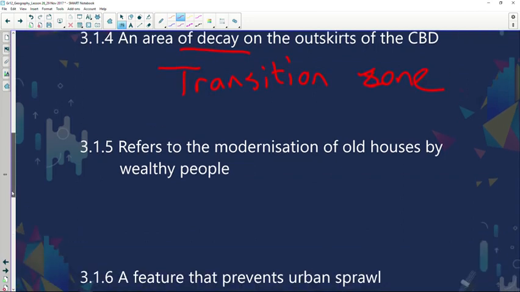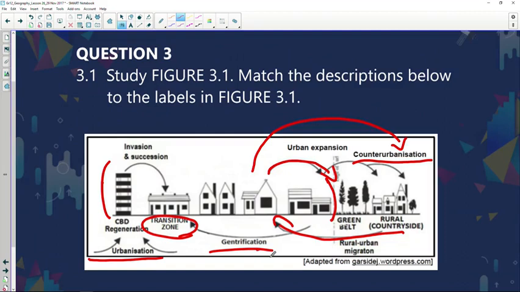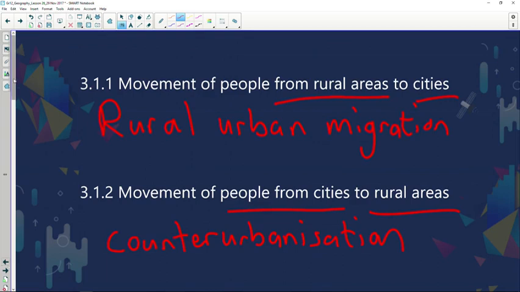3.1.5 refers to the modernization of old houses by wealthy people. A very good example is Maboneng precinct in Johannesburg, just on the outside of Johannesburg CBD. Many old buildings have been bought by foreign investors, and they make them look pretty, and people tend to move over there, and that whole process is known as gentrification. For instance, in Jeppestown in Johannesburg.